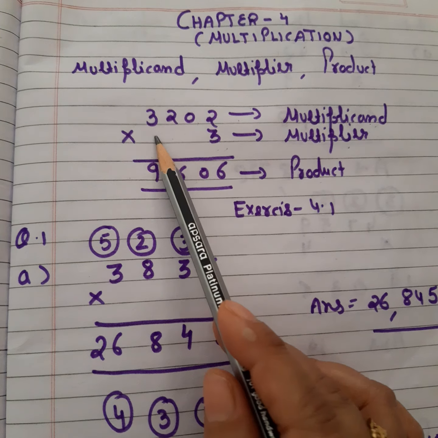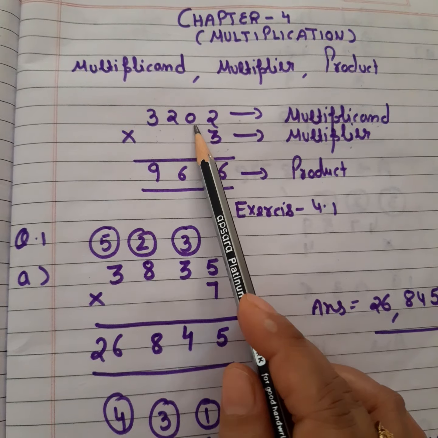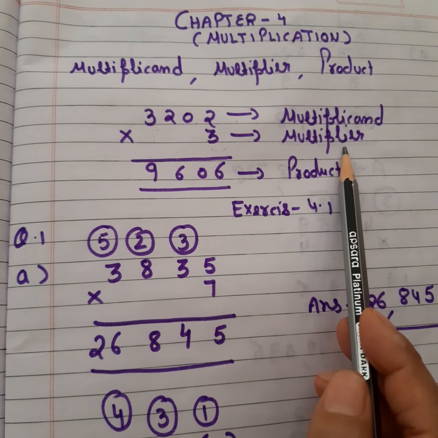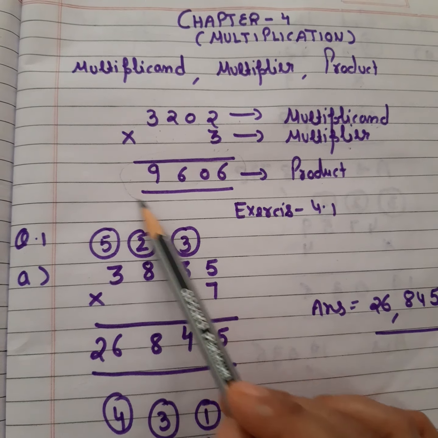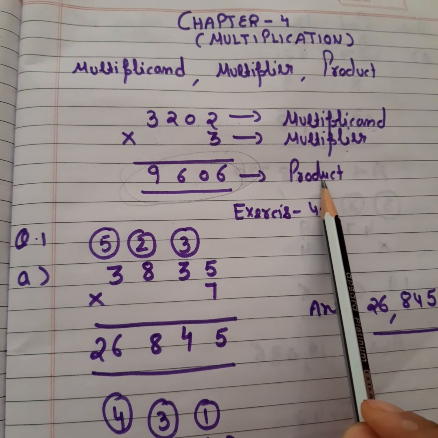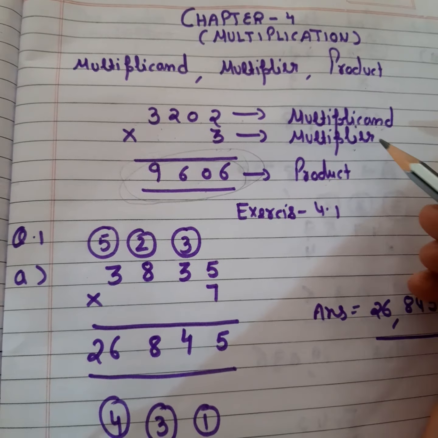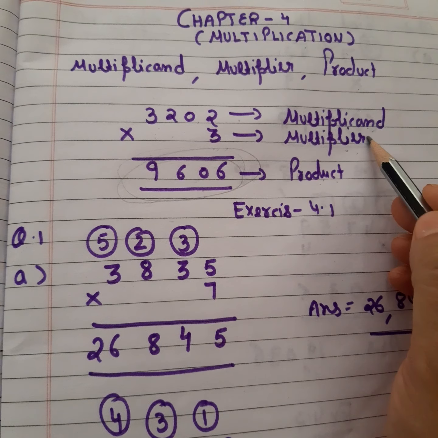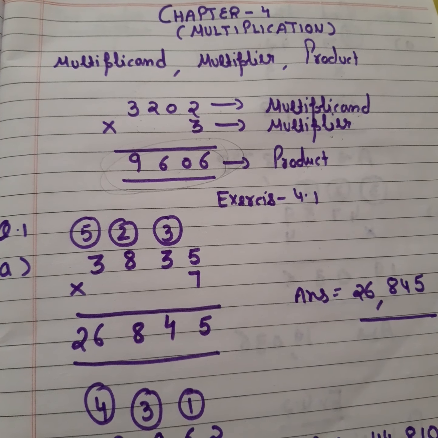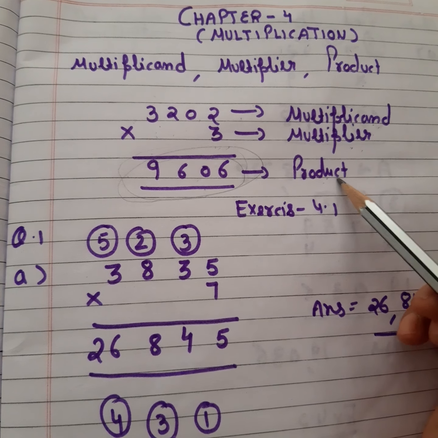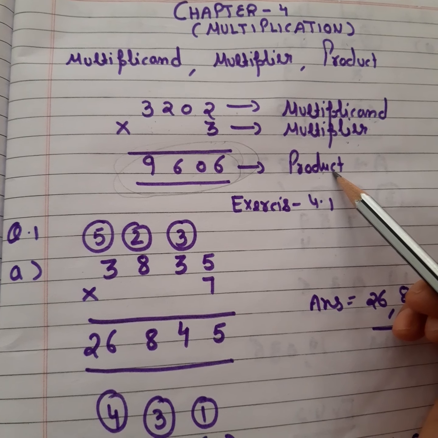So here in this question, 3202 is your multiplicand and 3 is your multiplier, and whatever answer I am getting after your multiplication is called your product. So we have learned about 3 things: multiplicand, multiplier, and the product. Multiplicand means the number that we are going to multiply, multiplier means the number by which we multiply, and the product is our answer in the multiplication.